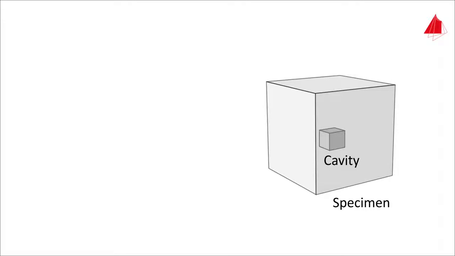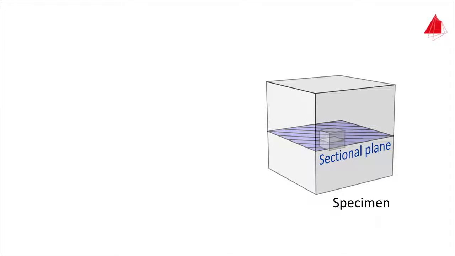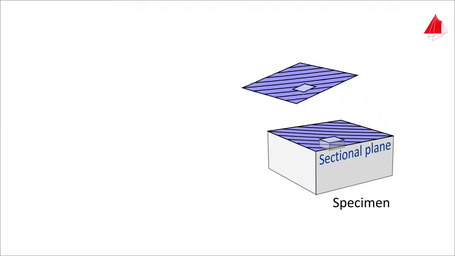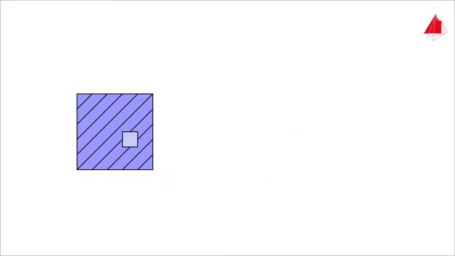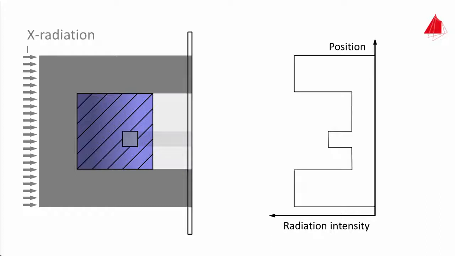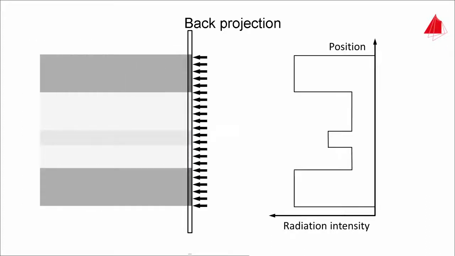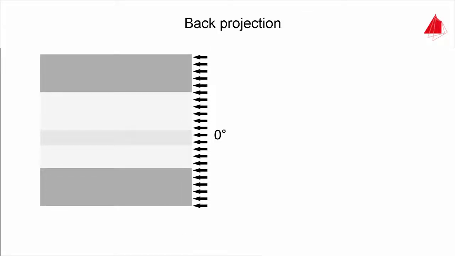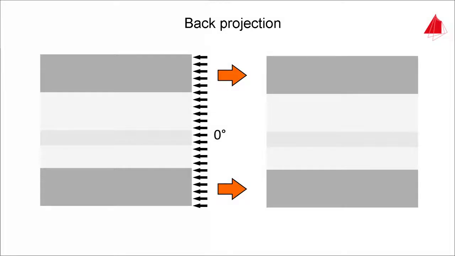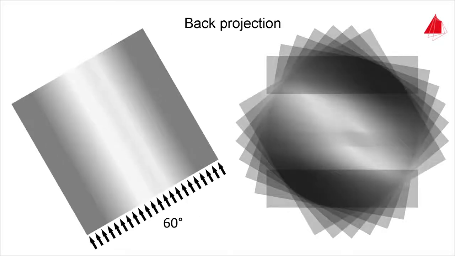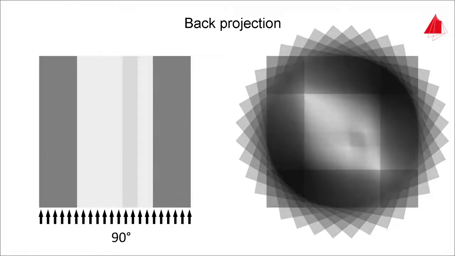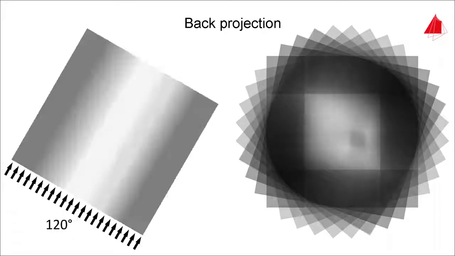To demonstrate the principle, we will explain the back projection of a sectional plane that goes through the cavity. The sectional plane looks like this. After having taken all X-ray images, the distribution of the transmitted X radiation is projected back into the sectional plane. This process is repeated for each X-ray image, and the distributions are superimposed. With each superposition, the quality of the model increases.